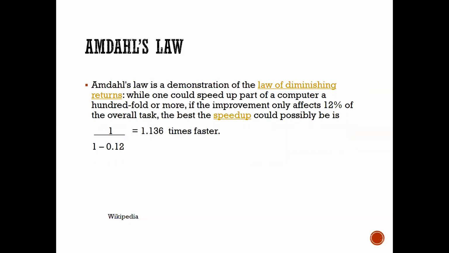Amdahl's law is a demonstration of the law of diminishing returns: while one could speed up part of a computer 100-fold or more, if the improvement only affects 12% of the overall task, the best the speedup could possibly be is 1 divided by (1 minus 0.12), which equals 1.136 times faster.